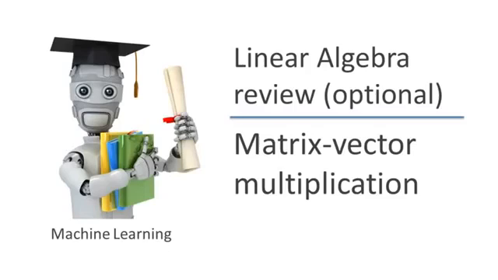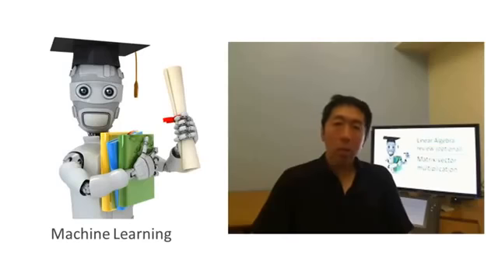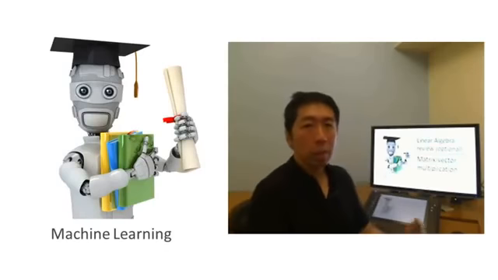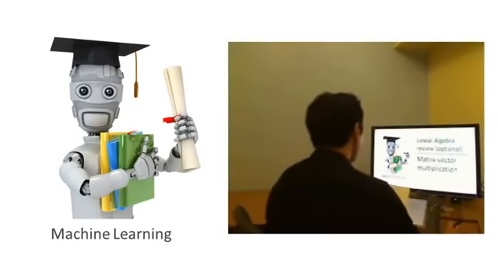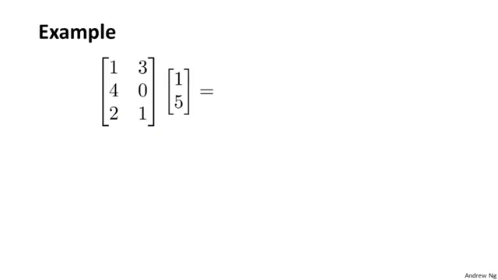In this video, I'd like to start talking about how to multiply together two matrices. We'll start with a special case of that, matrix-vector multiplication, of multiplying a matrix together with a vector. Let's start with an example. Here's a matrix, and here's a vector, and let's say we want to multiply together this matrix with this vector.